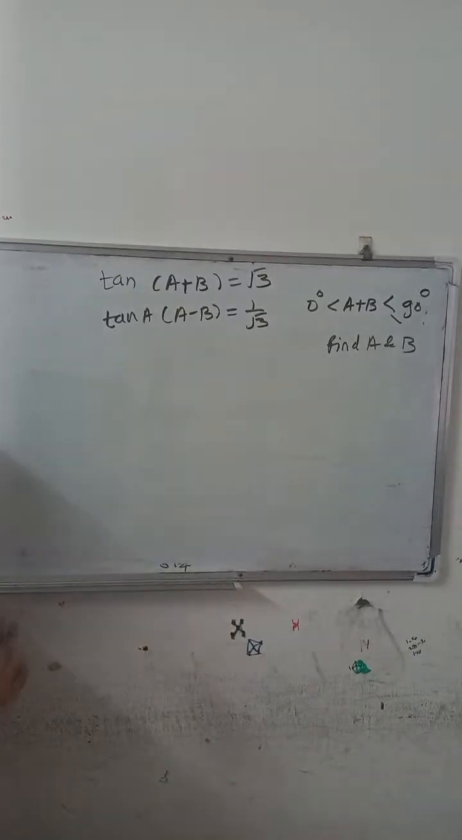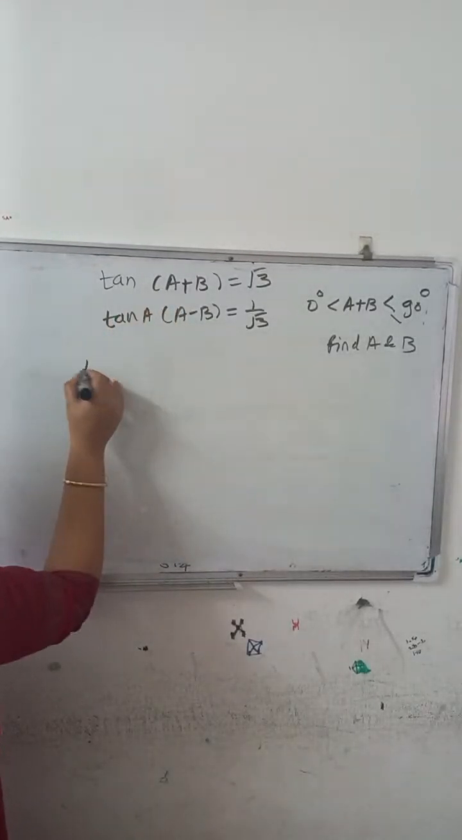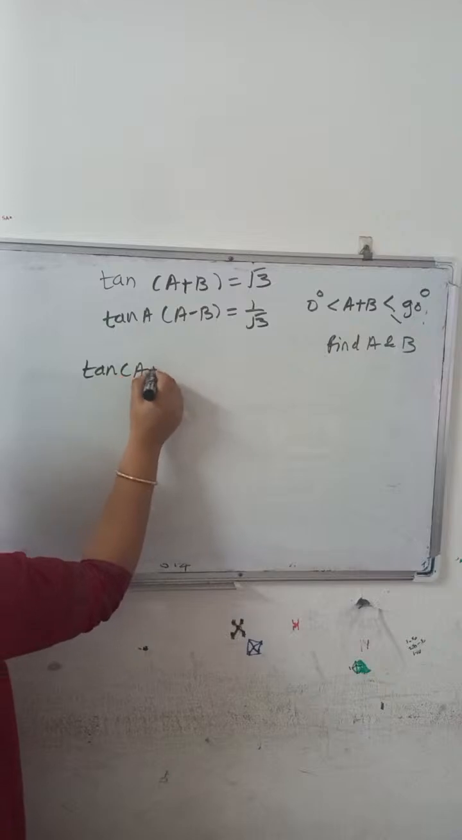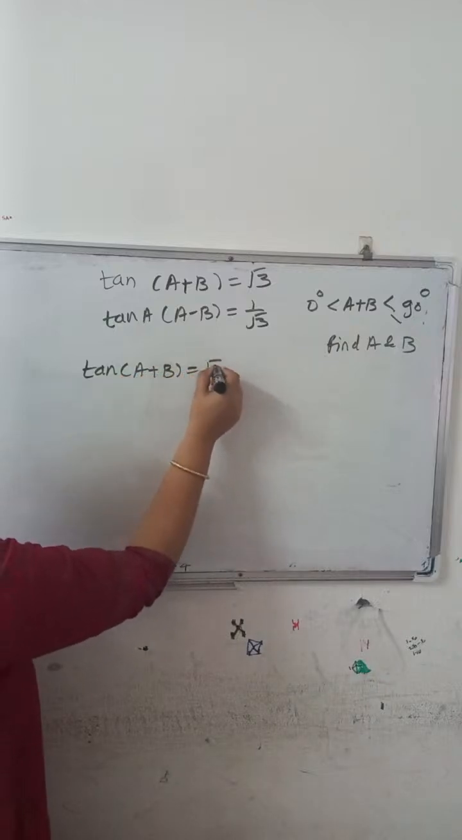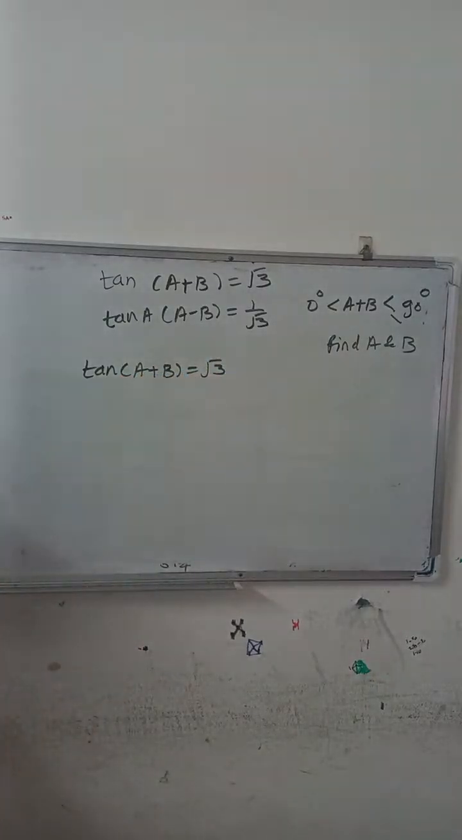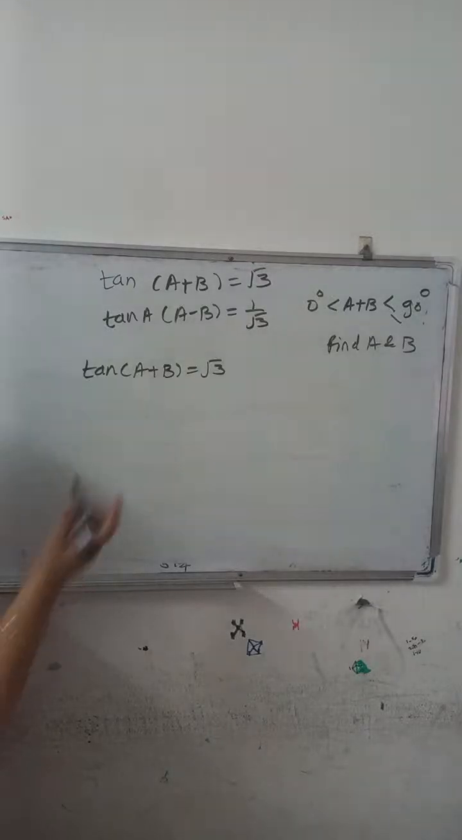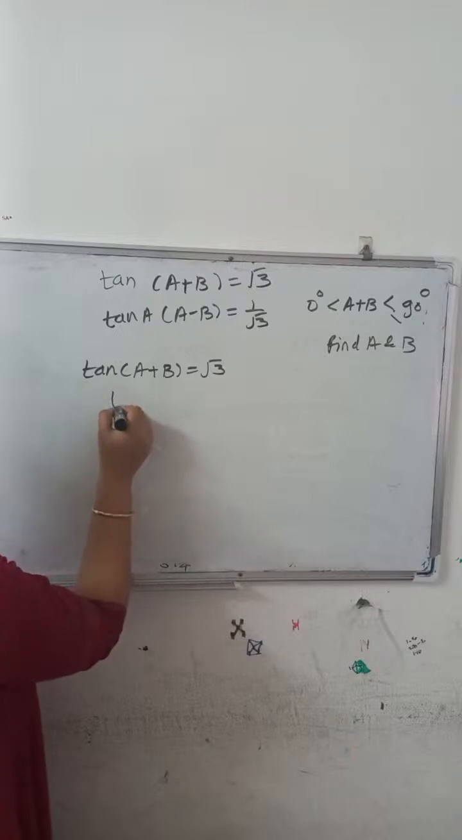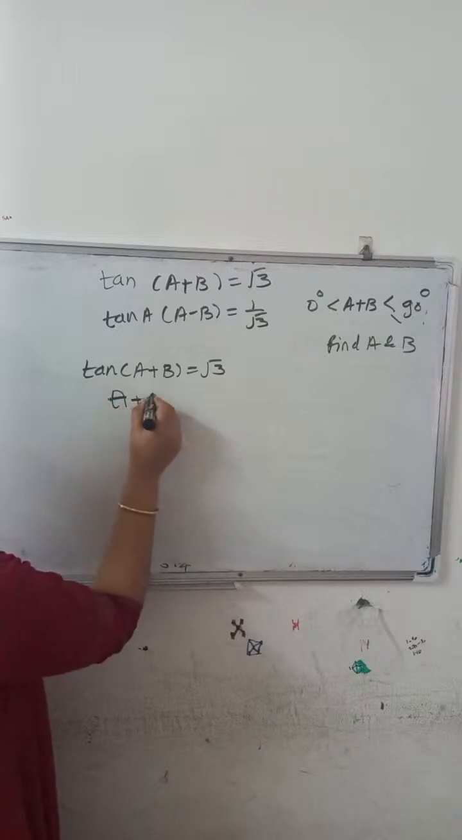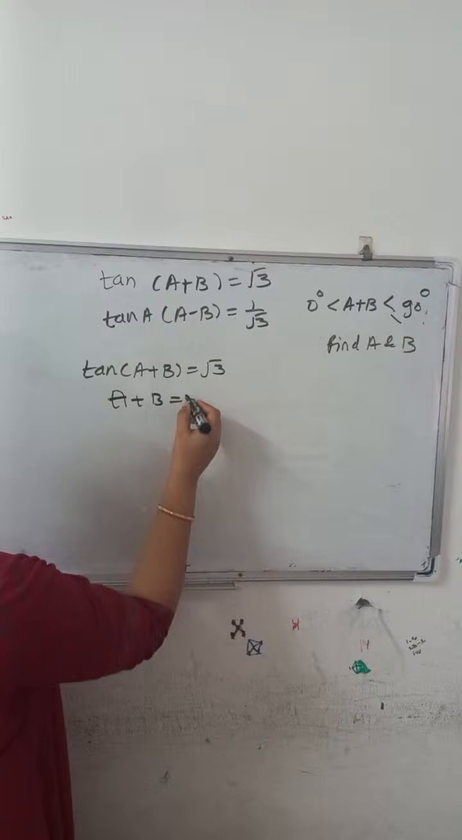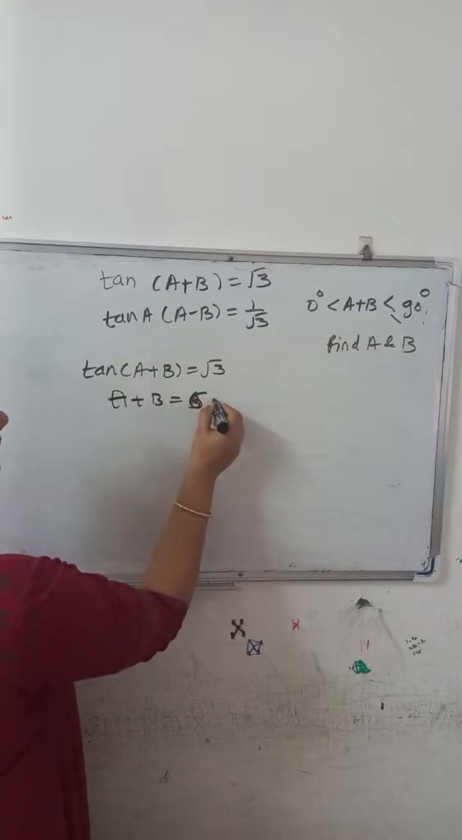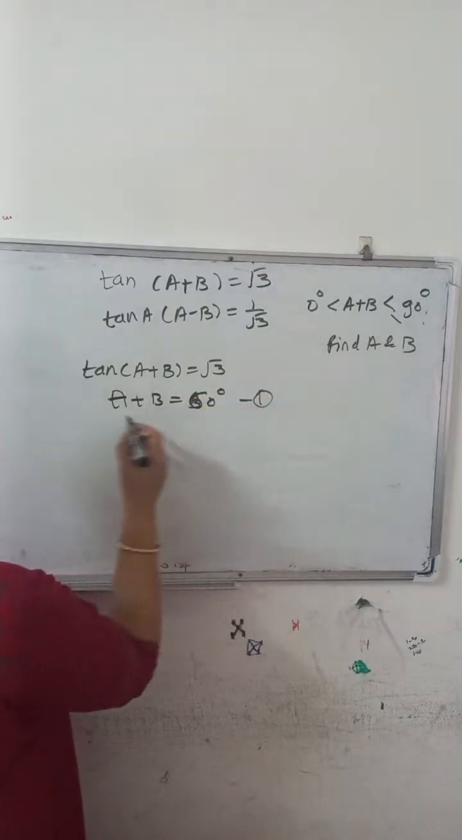So here first I will take tan of A plus B is equal to root 3. In which case is tan equal to root 3? Tan 60, no? So we can write here A plus B, tan inverse of root 3, is nothing but 60. This is equation number 1.